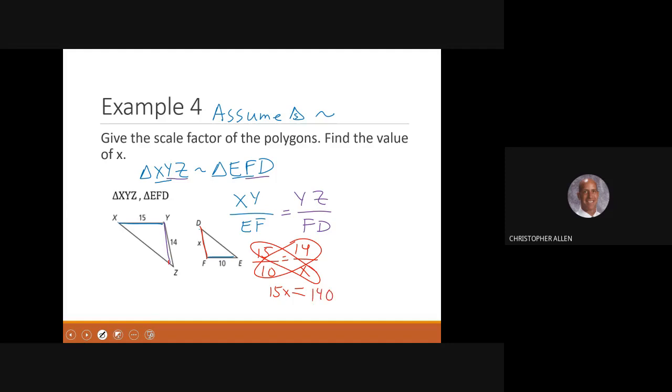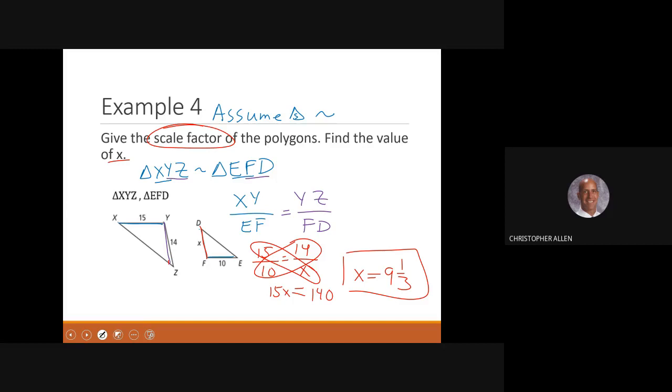And then again, just to be careful here, I'm going to be very careful with my calculator. I'm going to divide 140 by 15. Ooh, this one doesn't come out so nice. It ends up being 9 1/3, which isn't an answer you would probably get in your head. So this is where you would definitely want to use a calculator. 9 1/3. Oh, by the way, I just found X, but I still haven't figured out what the scale factor is.